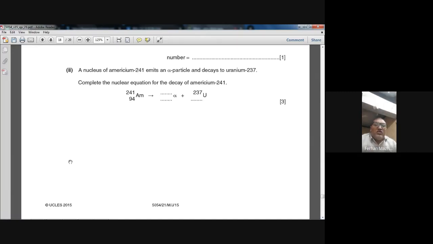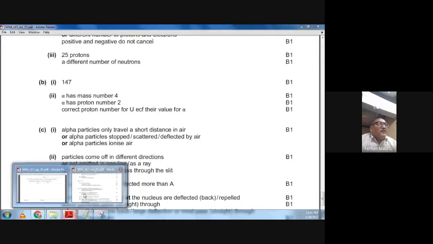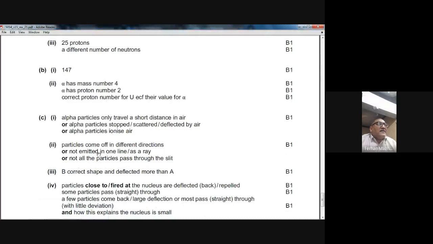Muskan, have you written your answer? Yes, sir. Okay, let me show you the marking scheme as well. Alpha has a mass number of 4. Alpha has a proton number 2. The correct proton number for you will be 92.